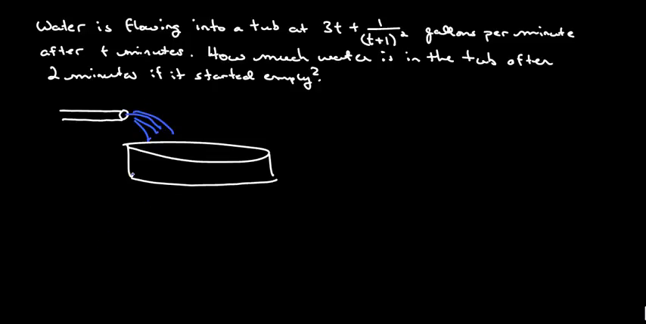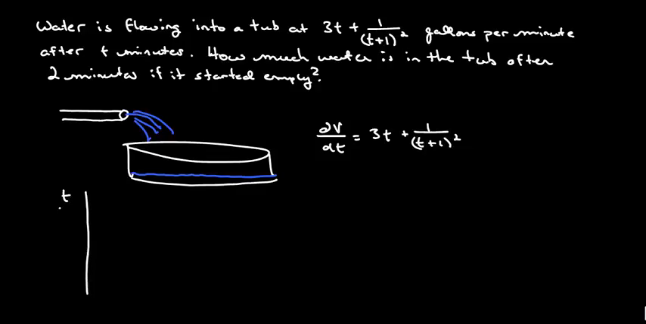And the rate at which it's flowing in, the rate of change of the volume. So the change in the volume with respect to time is equal to 3t plus 1 over (t plus 1) squared. So for example, here's some t values, and then here's some rates of change of the volume with respect to time.